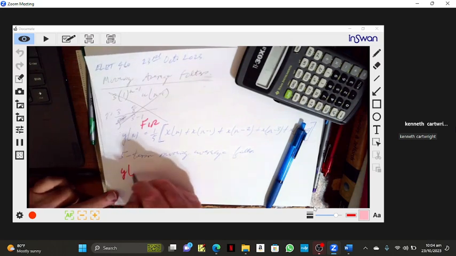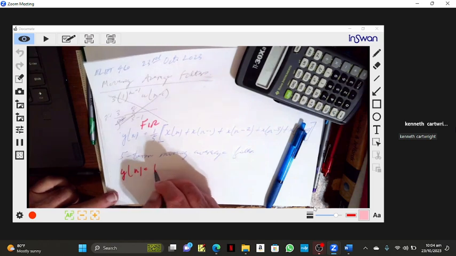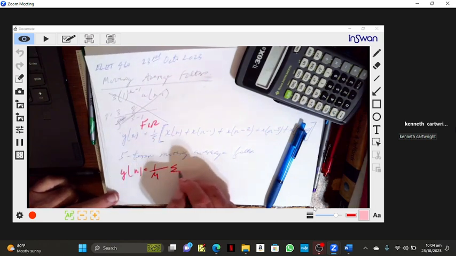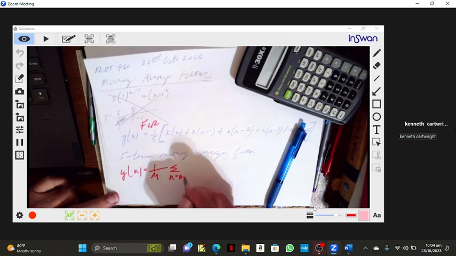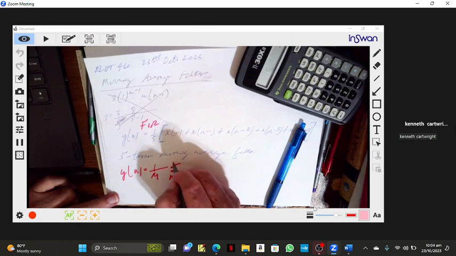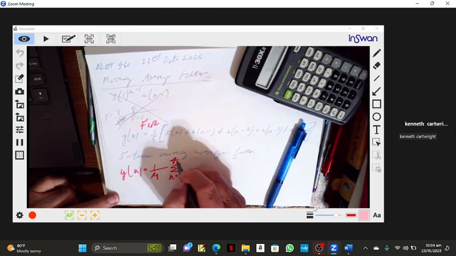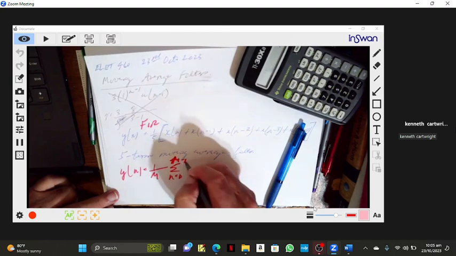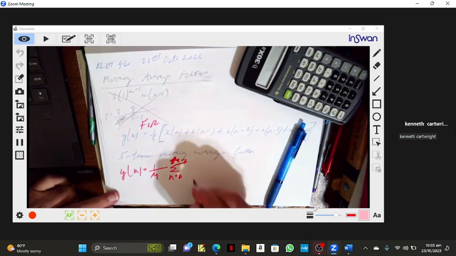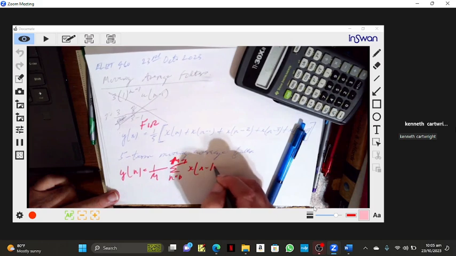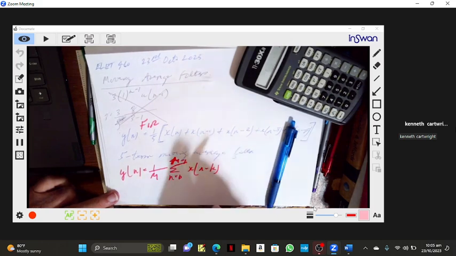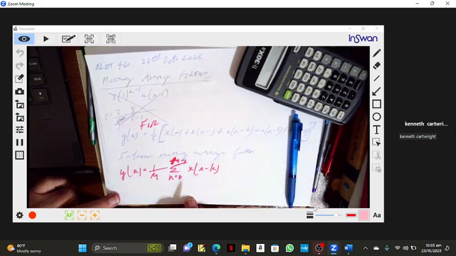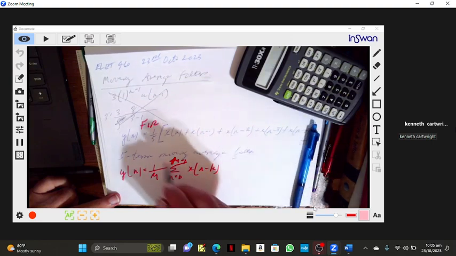So the difference equation is y of n equals 1 over m, sum k equals 0 to m minus 1 of x of n minus k. That's the succinct way of writing this.